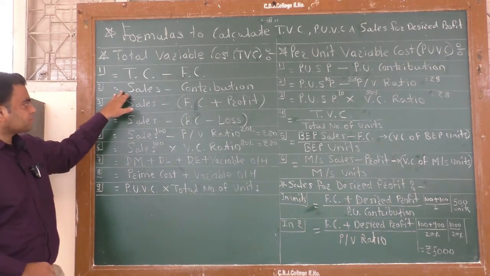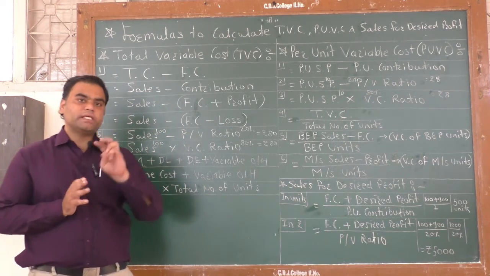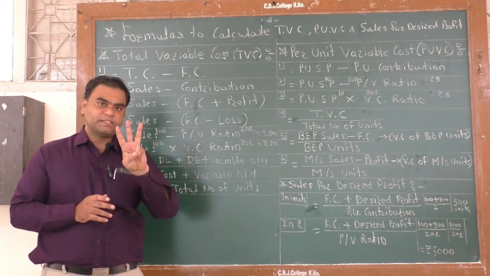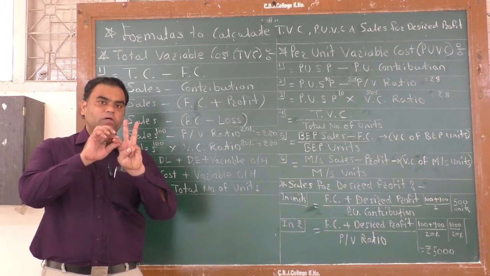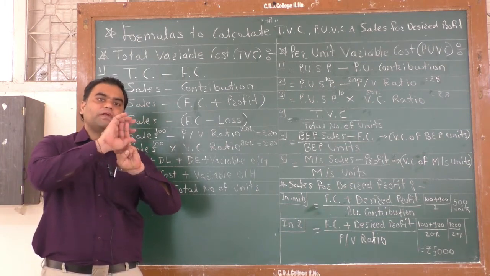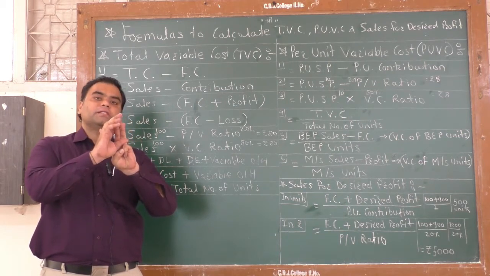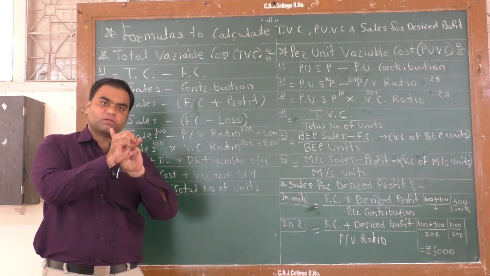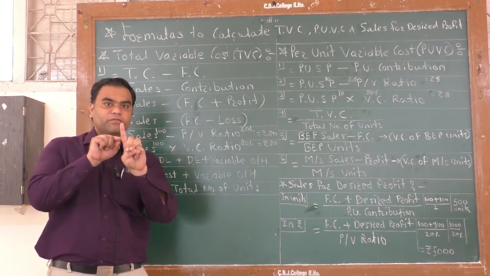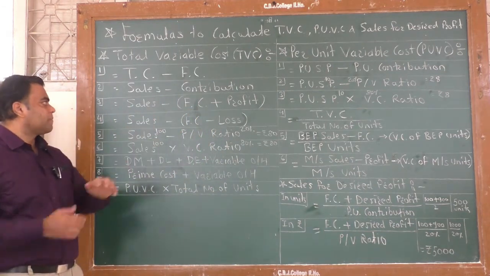Then second, sales less contribution. As we know, sales includes three contents. Which are these? Variable cost, fixed cost and profit. So fixed cost and profit collectively are known as contribution. If we deduct these two contribution items, fixed cost and profit, then what will remain? Variable cost will remain. In that way this formula works.